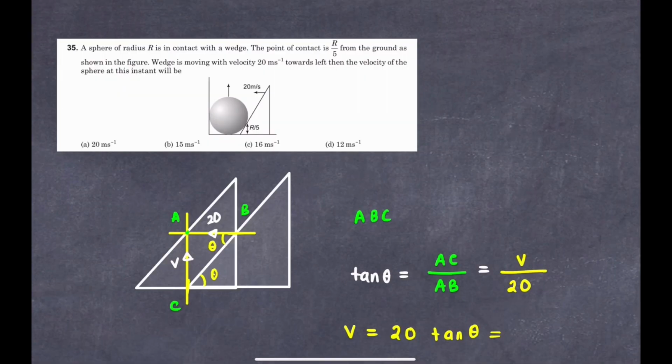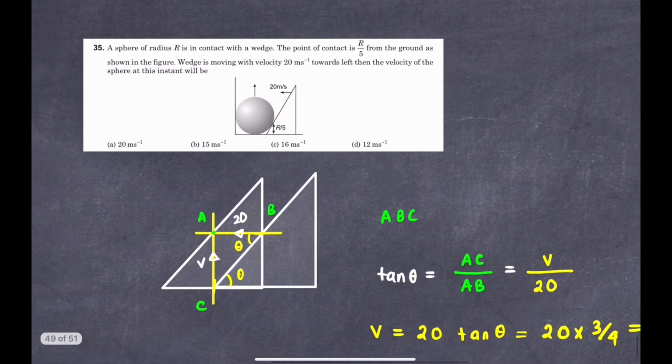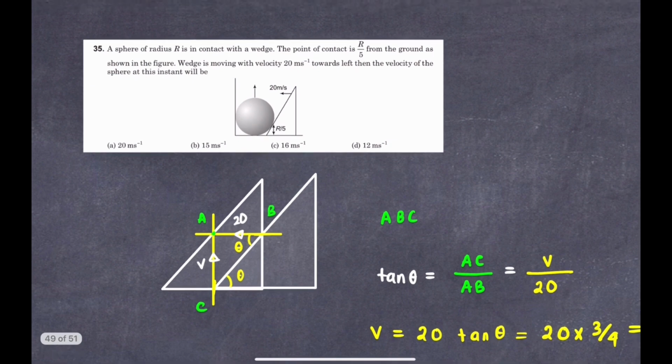If I substitute tan theta to be 3 by 4, we will get that V will be equal to 20 into 3 by 4. From here we will get that V will be equal to 15. So the correct option to question number 35 will be option B, 15 meter per second.